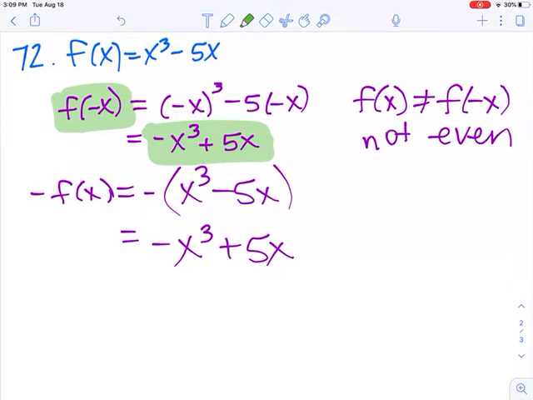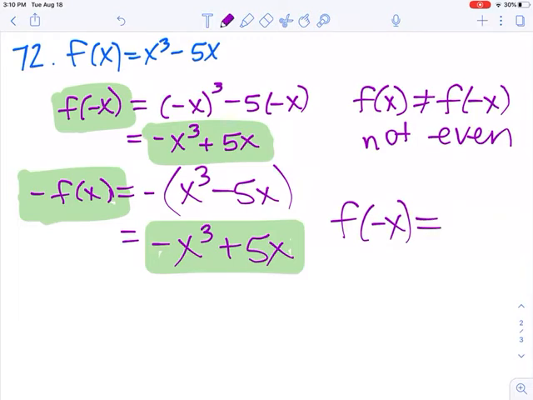Now if we look at f of negative x and negative f of x, those look the same. So I'm going to write this, that since these are equal, then it's an odd function.